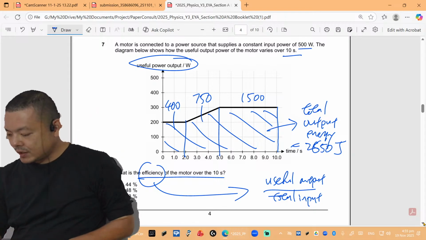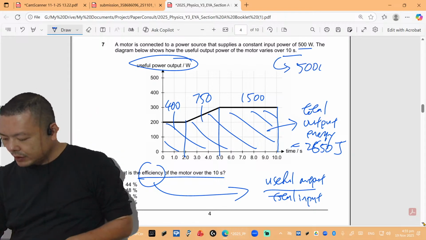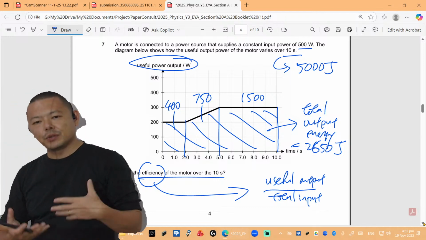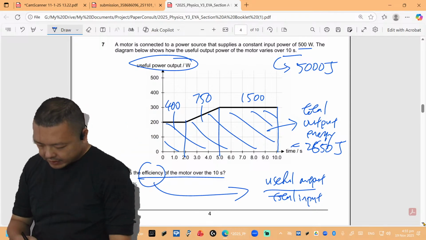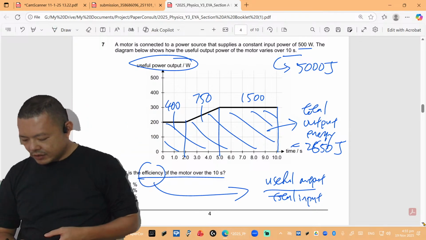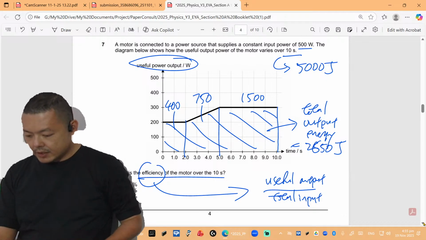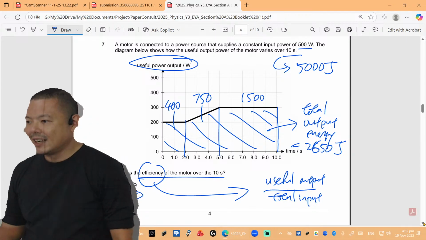500 times 10 seconds. So the total input is 5000 joules, but the useful output is only 2650. So 2650 divided by 5000, right? You get 50 something percent. Look at your answers. Your answers are very close to each other. I get 53%. C is your answer. You got that?